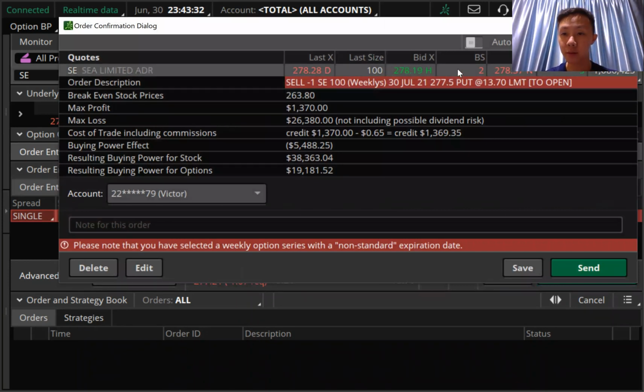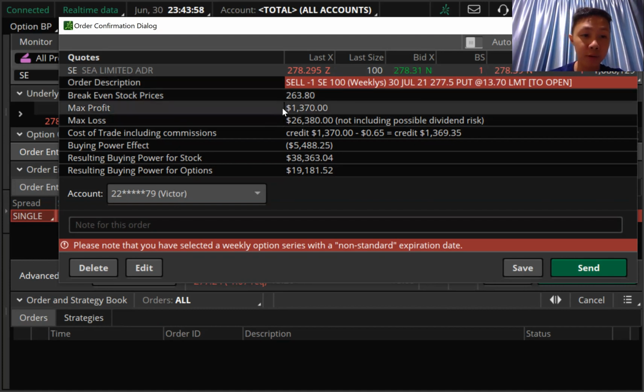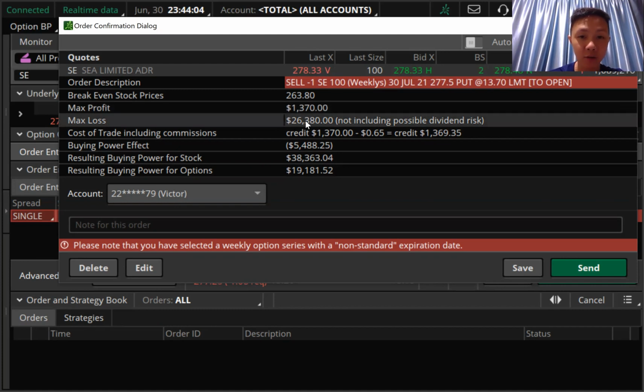Again, create a habit to read your order description all the time when you trade options, or even when you buy stock. Order description: sell one contract of SE, the expiry date, the strike price, and how much you will earn in terms of premium. You see max profit is 1370. Your max loss is 26380. What does this mean? It means this is the money you need to prepare in case this sell put gets exercised.